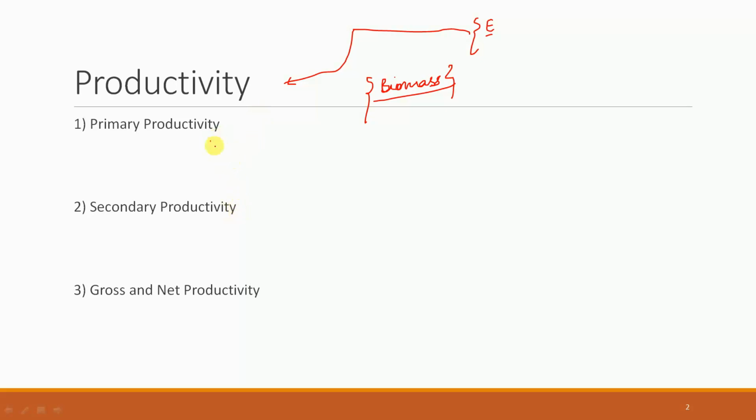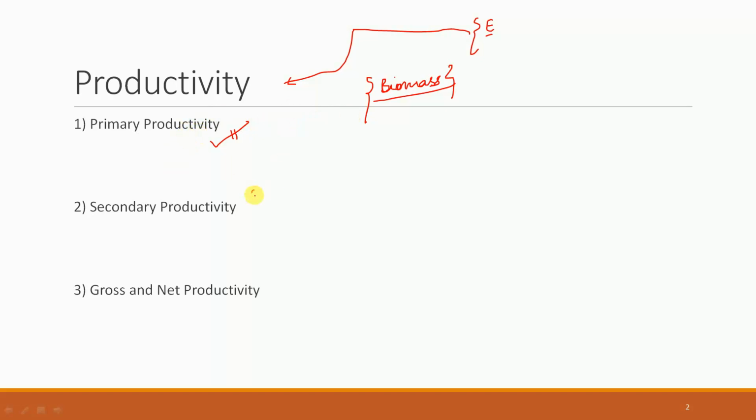Now by the word primary productivity we mean the rate of biomass that is produced by the producers in an ecosystem. The producers will include largely the plants, the photosynthetic plants, all the autotrophs who produce their own food are the primary producers. So the biomass that they are generating is the primary productivity.